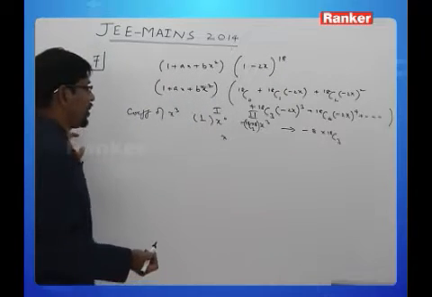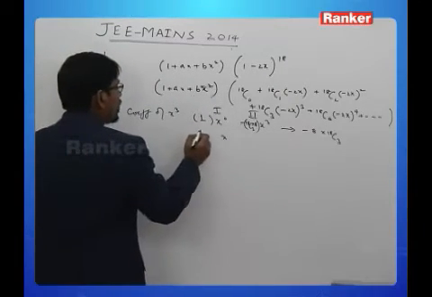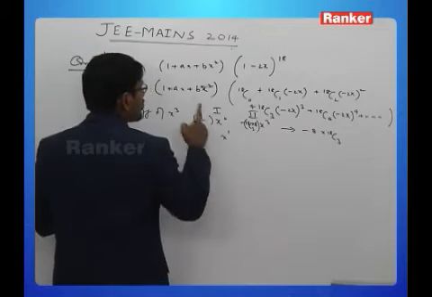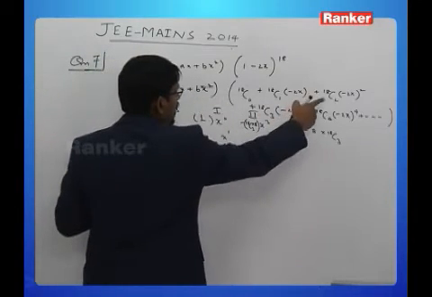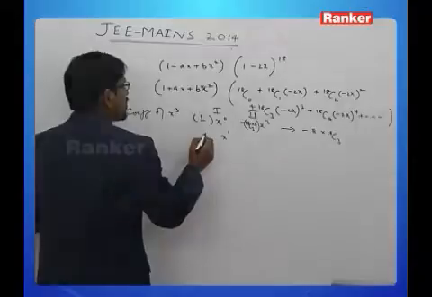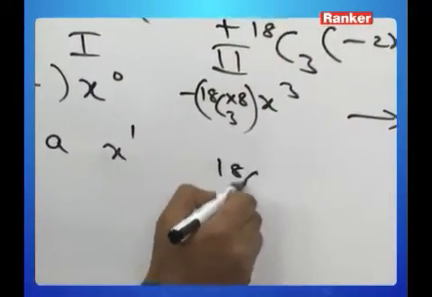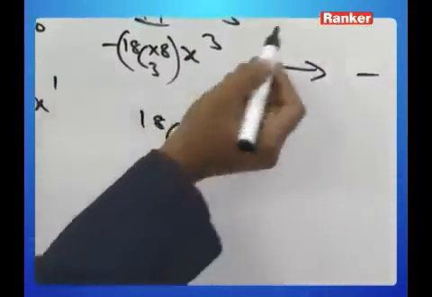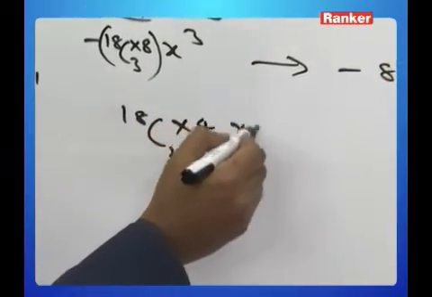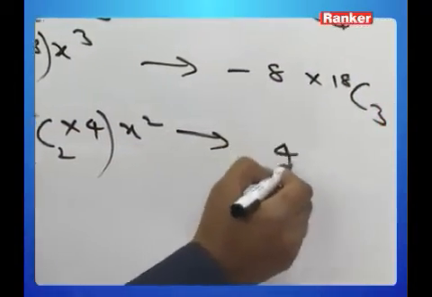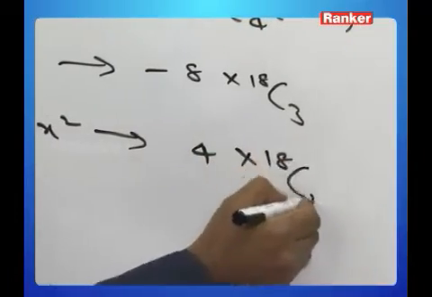Minus of 8 into 18C3. What about the coefficient of x cube in another way? That is, I look at the x power 1 term here and x squared term from here. So x power 1 has a coefficient a here, and you have here 18C2 into minus 2 squared, which is 4 into x squared. The coefficient, if you pick up, is going to be 4 into 18C2 into a.